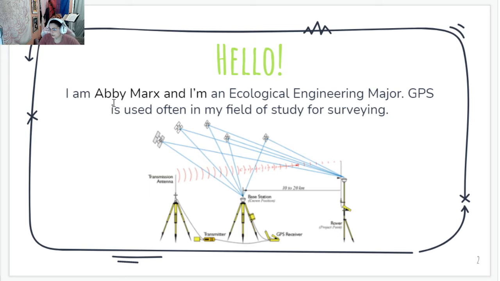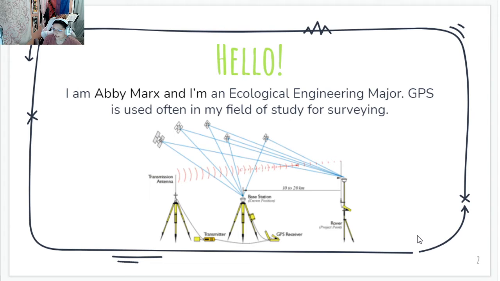And so here's an example of an RTK right here, which is something I used. Surveying is used often in my field of study because we may want to understand a watershed more accurately, re-engage a floodplain, and we need to know what that floodplain looks like, or propose a site plan. So this means that we need to gain models of Earth's surface.